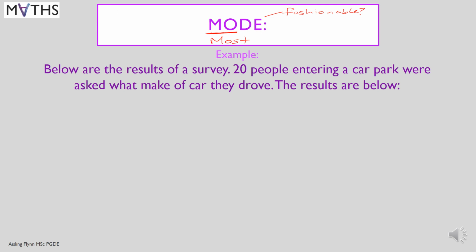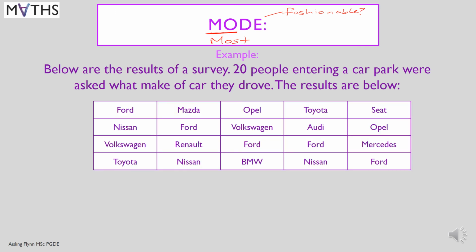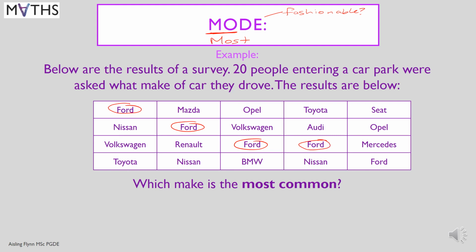Okay, so here we go. Below are the results of a survey. 20 people entering a car park were asked what make of car they drove. The results are below. So there we have loads: Ford, Mazda, Opel, Toyota, Seat, and so on. So which one is the most common? You can pause if you wish and take a moment, but I'll tell you that the answer is Ford. There's 1, 2, 3, 4, 5 Fords, which is more than any of the other makes.